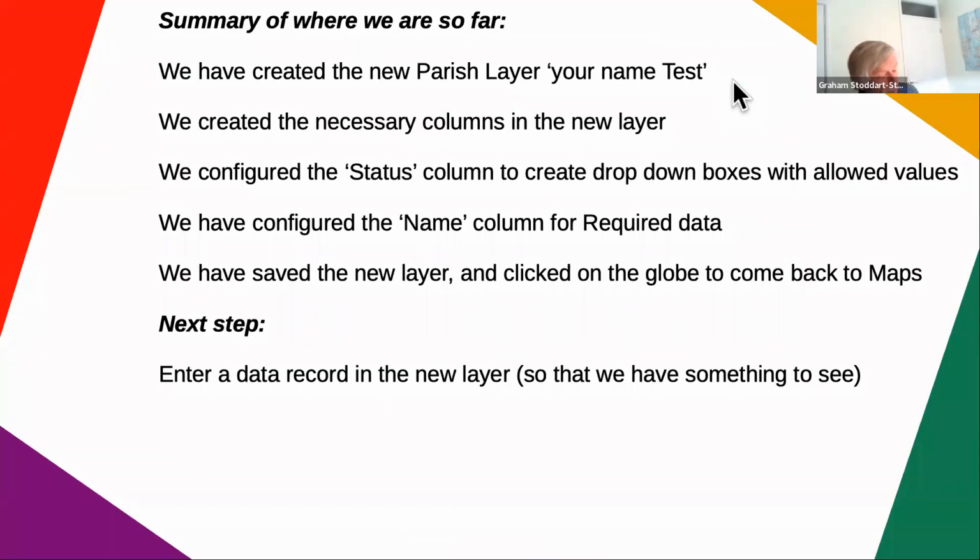And so now if you come back to my screen in Zoom, I'm just summarizing where we've got to so far. So we've created a new layer in your parish layers, and we've called it Your Name and Test. We created three columns that we wanted, and we configured the status column to have allowed values. We configured the name column to be a required data, and you'll see why in a second.